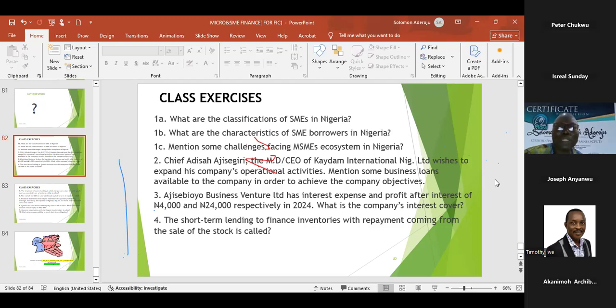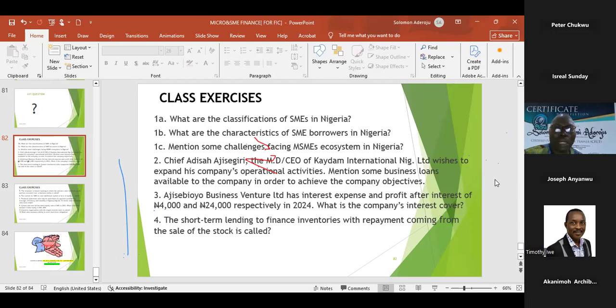Let's quickly go through these questions, or maybe the organizer will send the questions to you when you get the slide. What are the classifications of MSME in Nigeria? We have treated that today. What are the characteristics of an SME borrower in Nigeria? Mention some challenges facing the MSME ecosystem. Chief Aji Segiri, the MD of KDAM, wishes to expand his business. Mention some business loans available to the company.